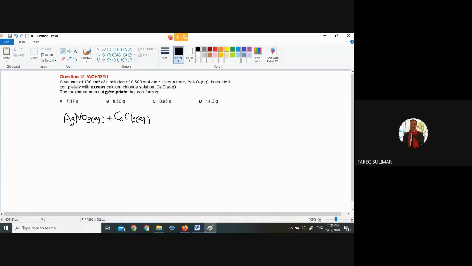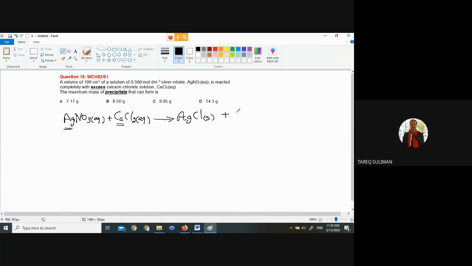We need to calculate the mass of the precipitate. We cannot do such a calculation without writing the equation of the reaction and identifying the precipitate. The examiner suggests that you know that this reaction is a double displacement reaction. Ag exchanges place with Ca, forming AgCl, and in reactions AgCl is always a white precipitate.